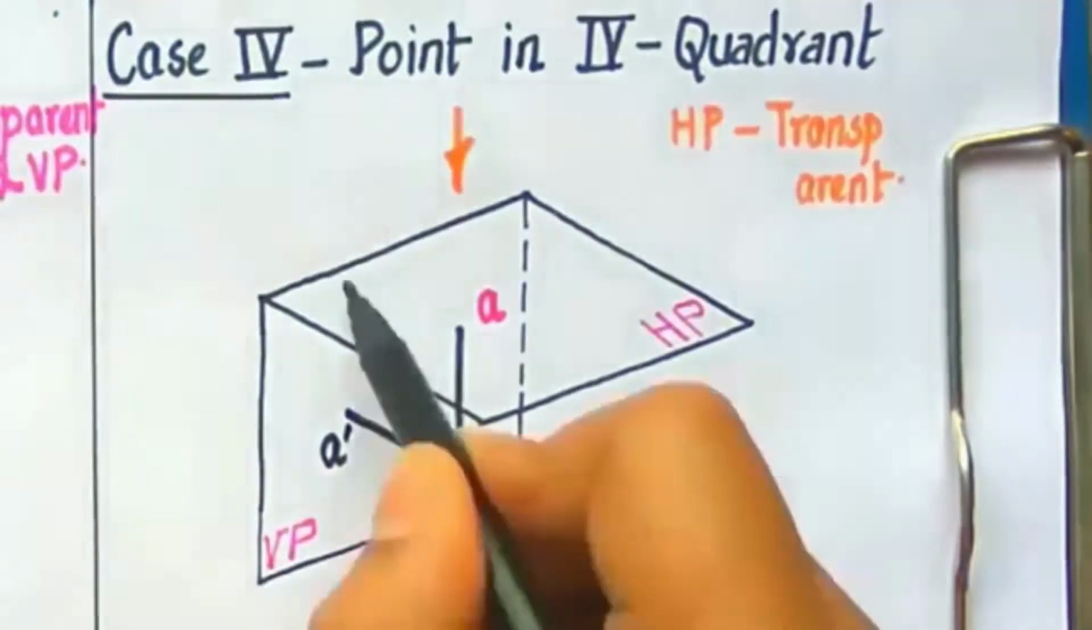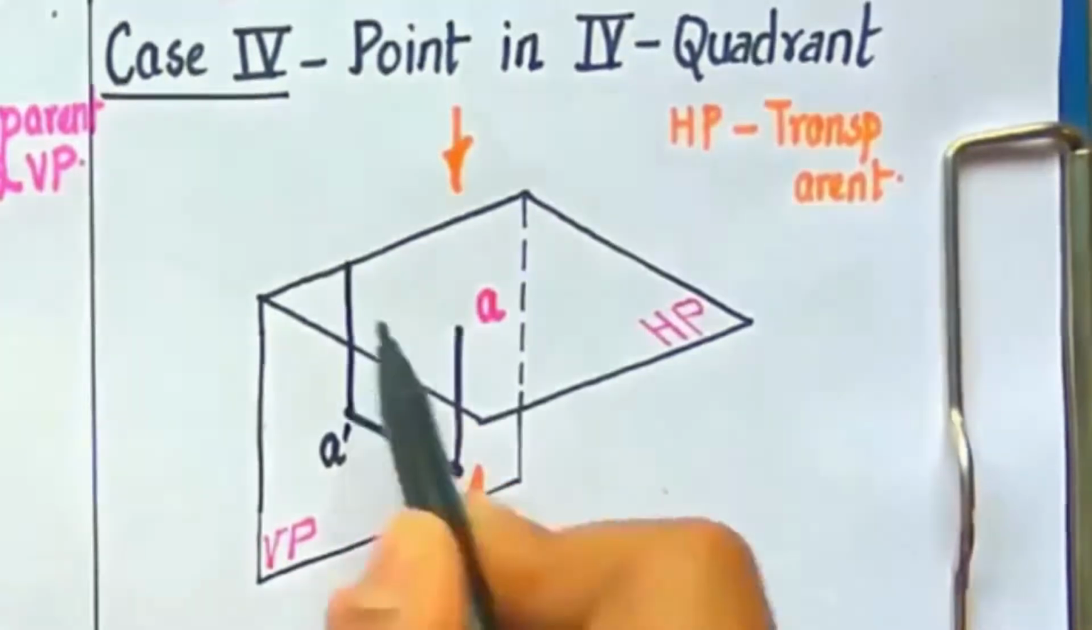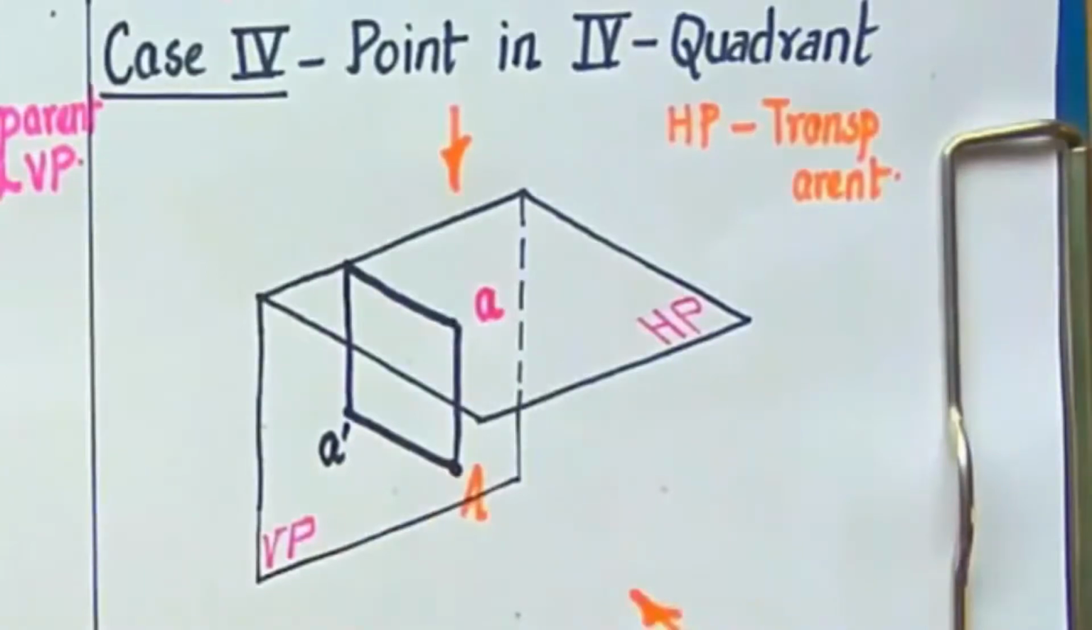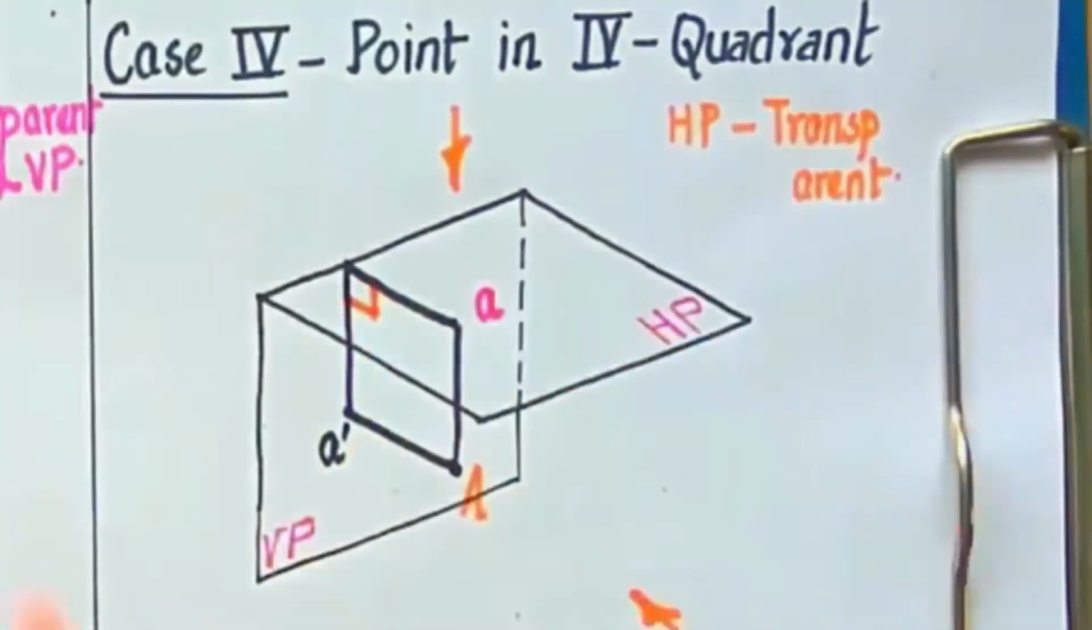Okay, now let us join this front view with this top view. Let us do so, and obviously this angle is going to be 90 degrees since it is an orthographic projection. Now both the principal planes are at 90 degree angles, right angles.